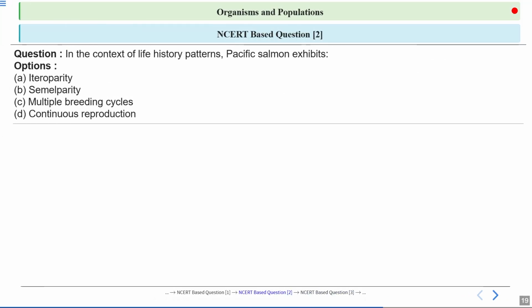Next question: in the context of life history patterns, Pacific salmon exhibit. Options are iteroparity, semelparity, multiple breeding cycles, and continuous reproduction. What is the correct answer? Let's have a look at the answer. Option B, semelparity, is the correct answer.